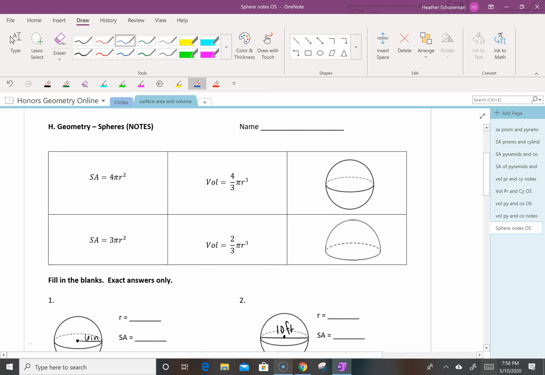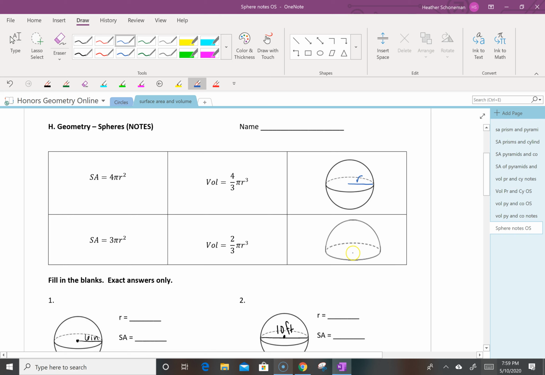Today we're going to be talking about spheres and hemispheres. The nice thing about spheres is there's not a lot of measurements to learn. The only thing you really need is the radius. So the surface area is 4 pi r squared and the volume is 4/3 pi r cubed. Notice the cube in there, not the squared. You've got to be careful on that one.